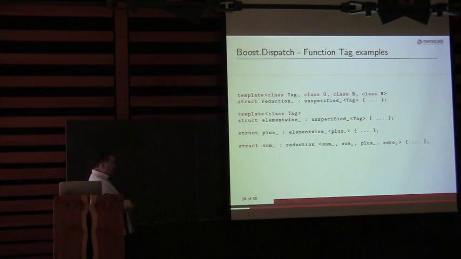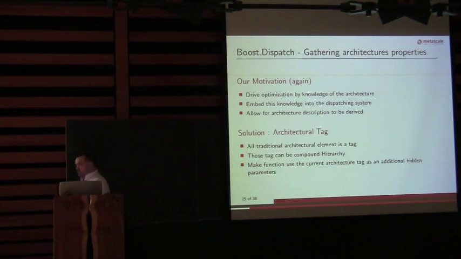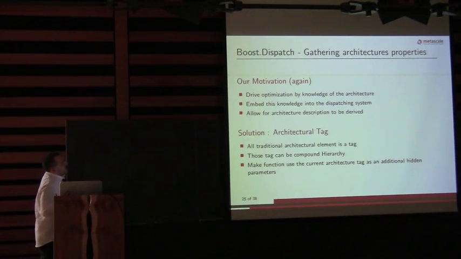There is another hierarchy that we use to say, okay, this function is actually a black box. I don't know anything about it. Just call it and don't bother me with the details. So we are now able to dispatch on function properties, which we will see is actually quite cool.